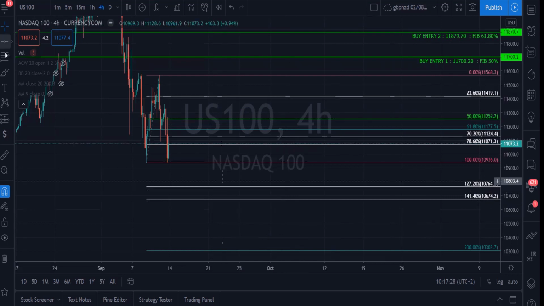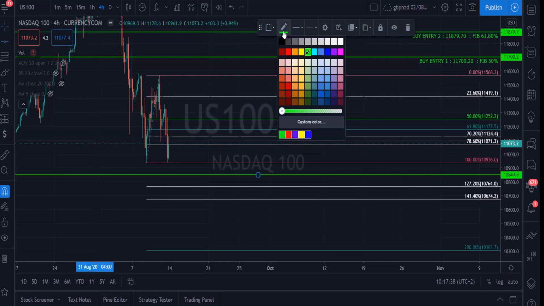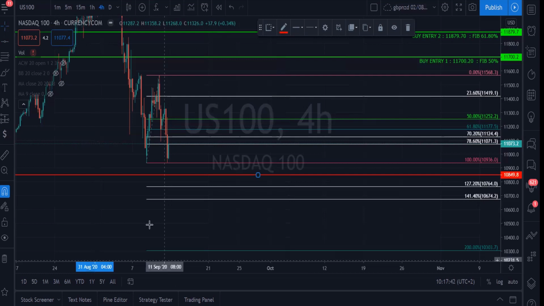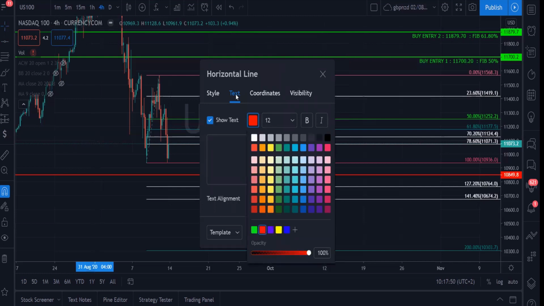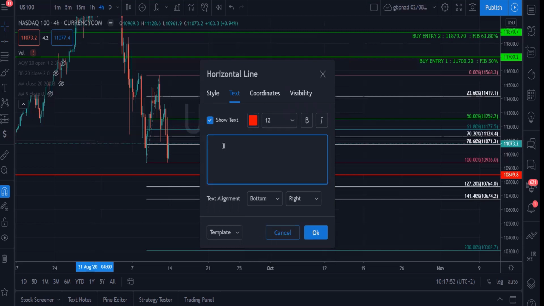So let me do horizontal lines. You with me so far? Okay. Right. So this horizontal line, I'm changing that to red. And I'm going to edit that line. I'm changing the text also to red. And I'm going to put the sell entry. We're just going to do one sell entry for now, okay? Sell entry 1.